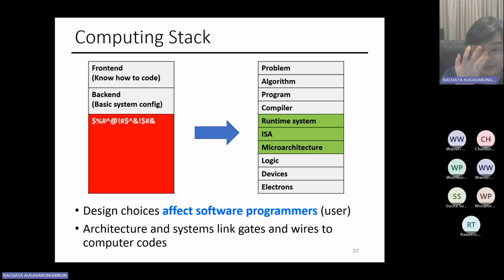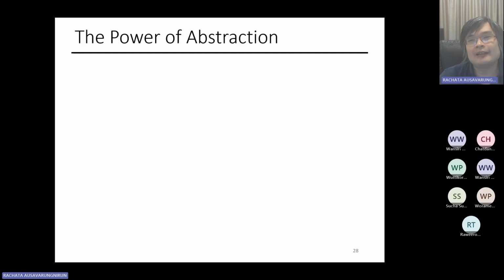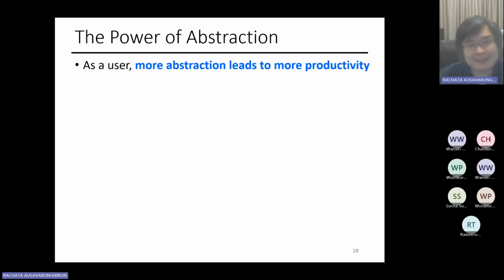And the architecture and system link the gates and wires to the computer code, so that the programmer doesn't have to worry about how to wire these things up, how to link all this code up to my circuit, right? And this is basically the power of abstraction, to be honest. As a user, more abstraction leads to more productivity. You buy a computer, it works from the get-go. You buy a computer that comes with Microsoft Windows or Linux or Mac OS. The OS, the operating system, hides away the hardware.